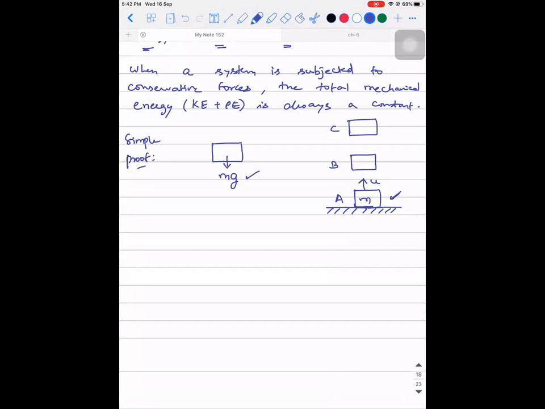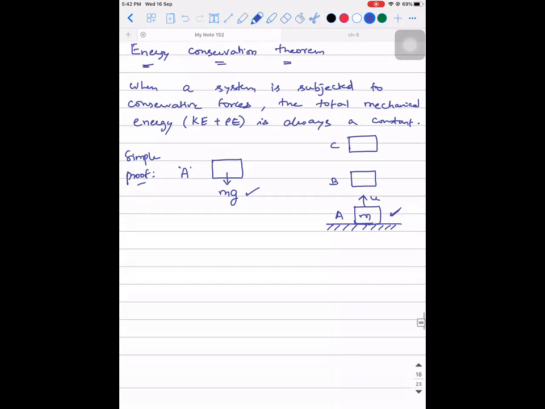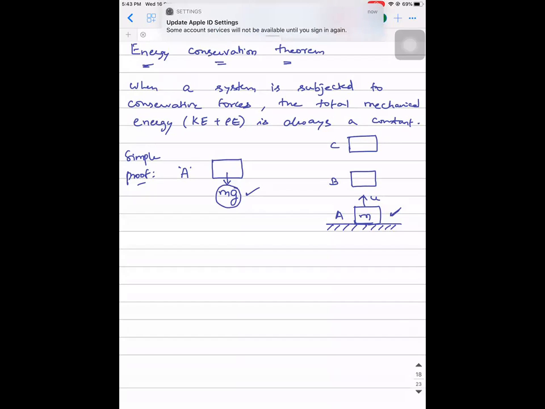It is only mg. So this is what is going to happen at point A. Am I right? So what is it telling? When there are conservative forces acting on the system, is weight a conservative force or a non-conservative force? Is gravitational force conservative or non-conservative? Conservative. It is conservative. So when it is subjected to conservative force, what is it we need to prove?